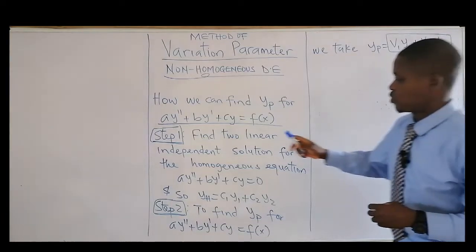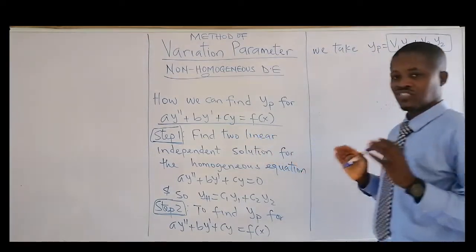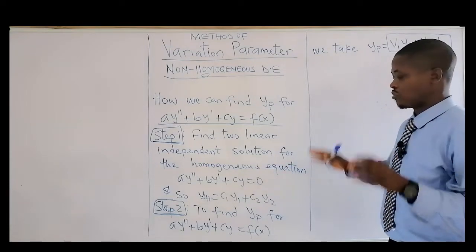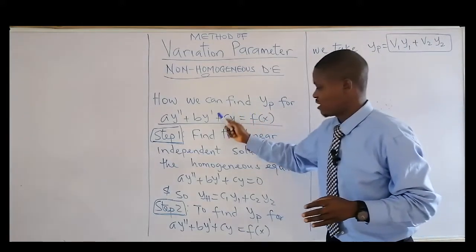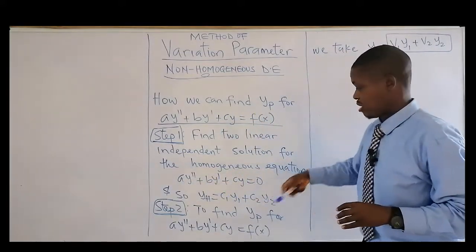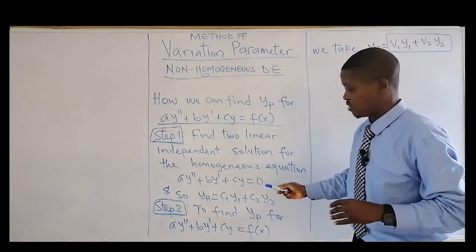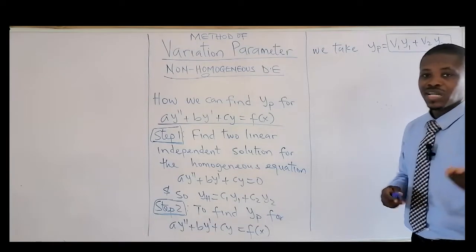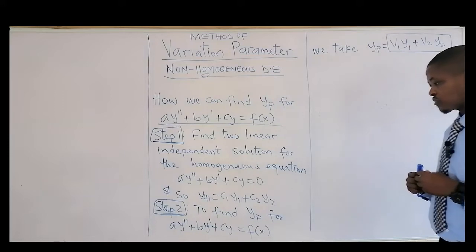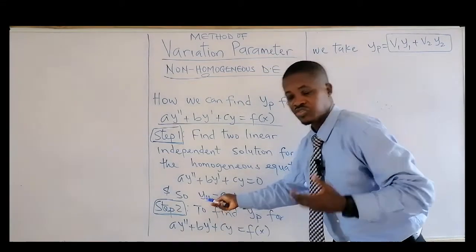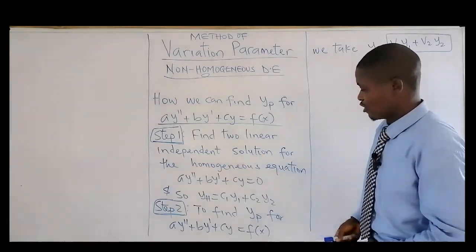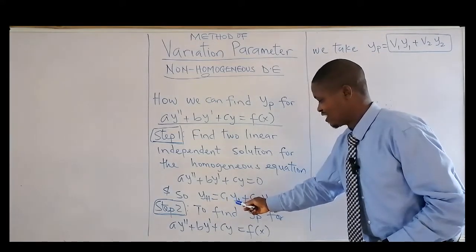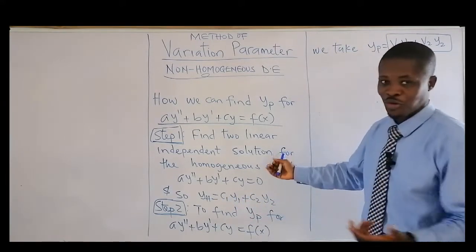Step one, you find two linear independent solutions for the homogeneous equation. That means the first thing you have to do is solve the expression homogeneously, by equating the differential equation to zero, so that you can get two linear independent solutions, y1 and y2. Once you get your y1 and y2, you can get the homogeneous solution, and that will be c1 y1 plus c2 y2. I know you all know that.